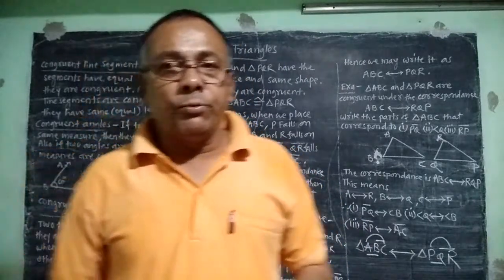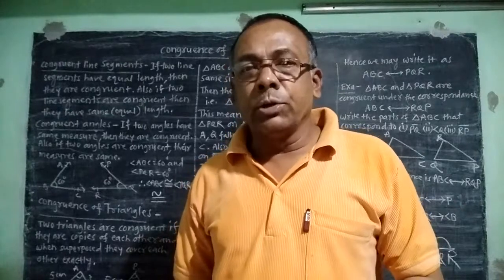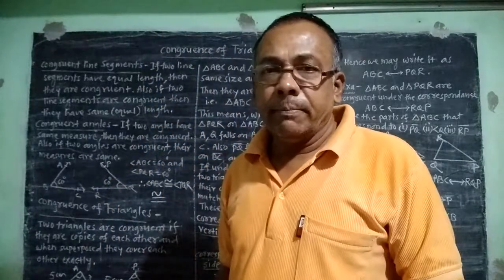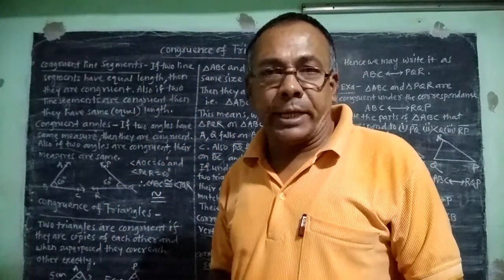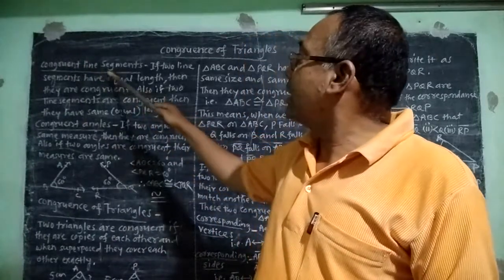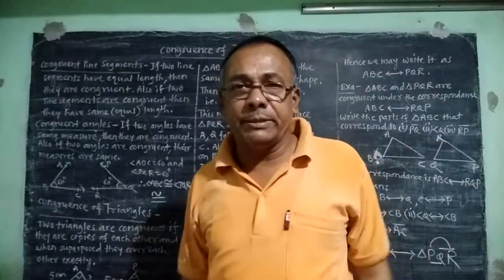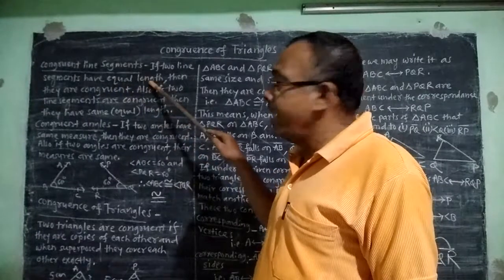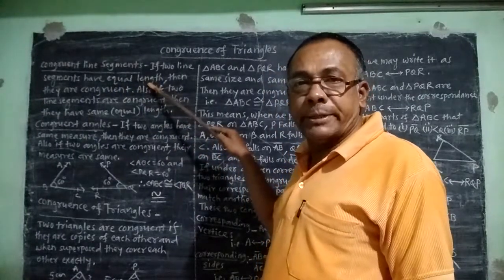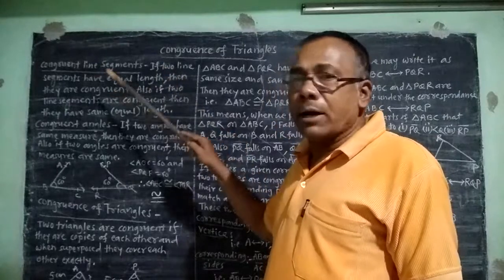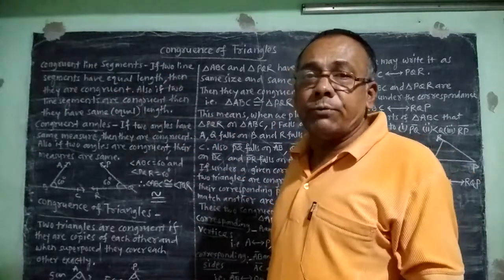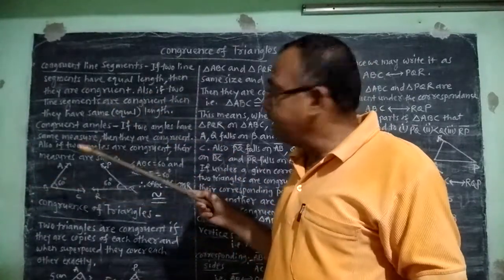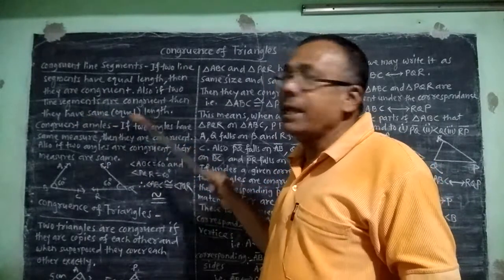So in this topic we are going to learn the congruency of two triangles. But before starting the congruency of two triangles, we have to see congruent line segments. So what is meant by congruent line segments? If two line segments have equal length, then they are congruent. And vice versa, if two line segments are congruent, then they have the same length or equal length.